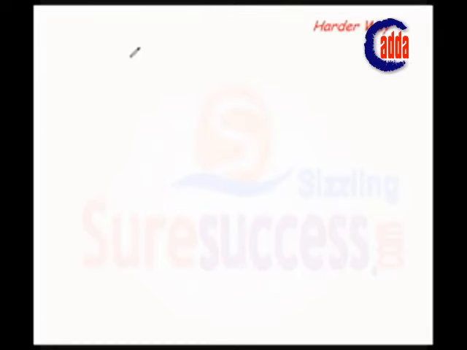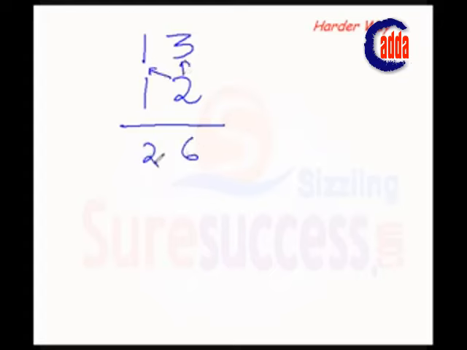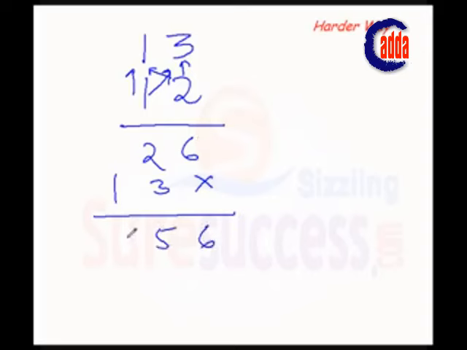So let's see the usual way of multiplying 13 with 12. So 2 times 3 is 6, 2 times 1 is 2, 1 times 3 is 3, 1 times 1 is 1. Now add the numbers in the column. So 6, 3 plus 2 is 5, and this is 1.